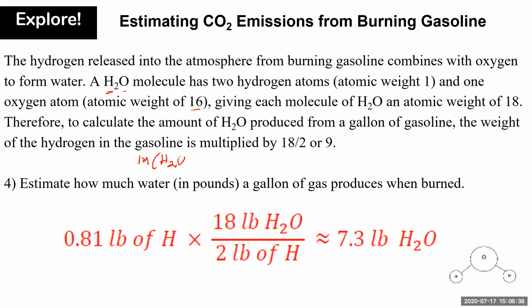You don't have to know this. This is chemistry, but we will just be interested; you'll not be asked to do that. That will give you 18, which is why we have 18 right there. Now, we want to estimate how much water a gallon of gas produces when burned, and we multiply. That is some science of the whole process.